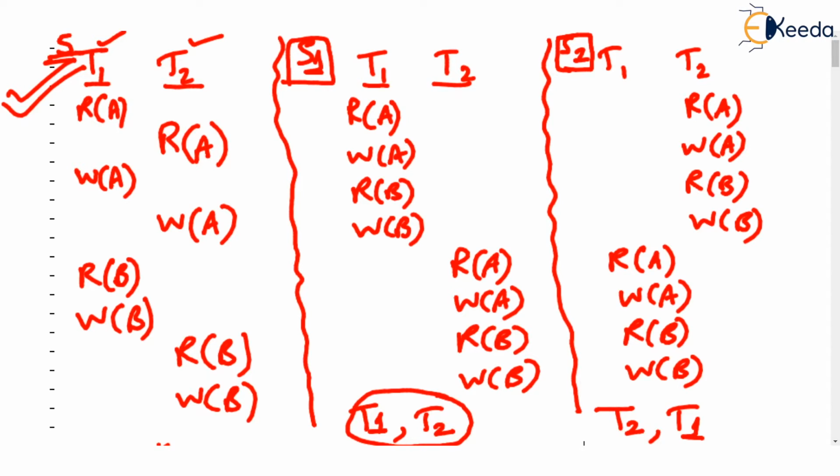Let's see who is reading A initially in S. Of course, T1 is reading A first. You can see before this there is no read operation. And in schedule S, that is the concurrent schedule, data item A is getting initially read by T1. Let's see S1 now. This is a serial schedule, isn't it? Who is reading A first? Here, T1 is reading A first. That means in both these schedules, data item A is initially getting read by T1.